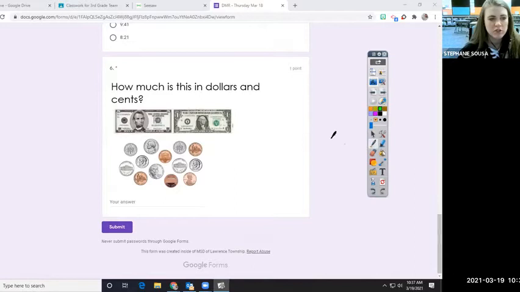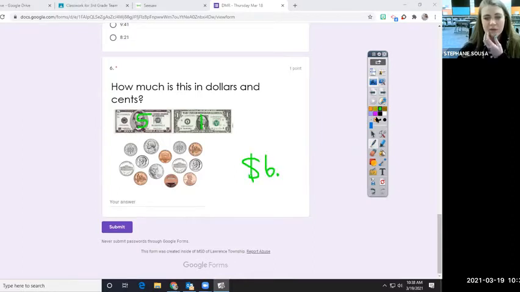Again, how much is this in dollars and cents? We have a $5 bill. We have a $1 bill. I think it might be $6, but that's a lot of coins down there. So I might have to make a dollar with coins.